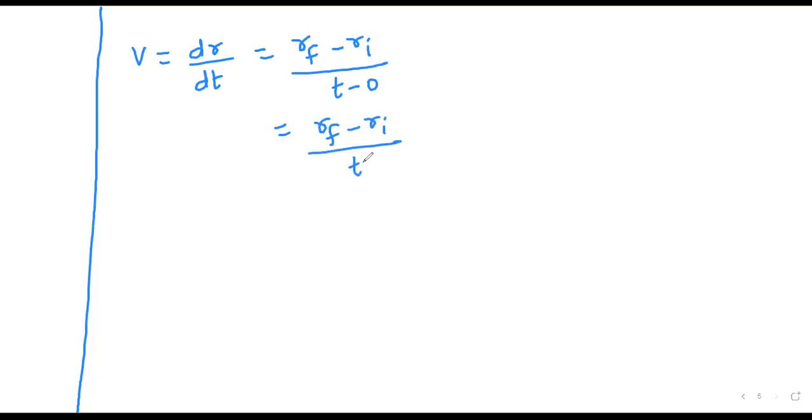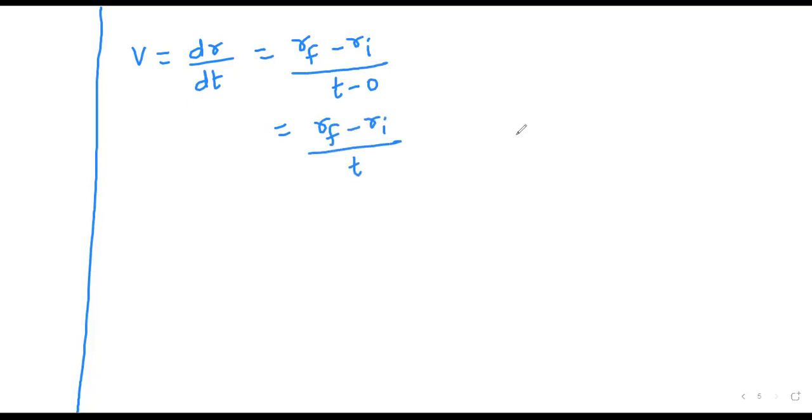After this, velocity v is equal to dr by dt. That means change in displacement: we are finding the final position and the initial position, divided by the time taken, t minus 0. That is, final position minus initial position, by time.